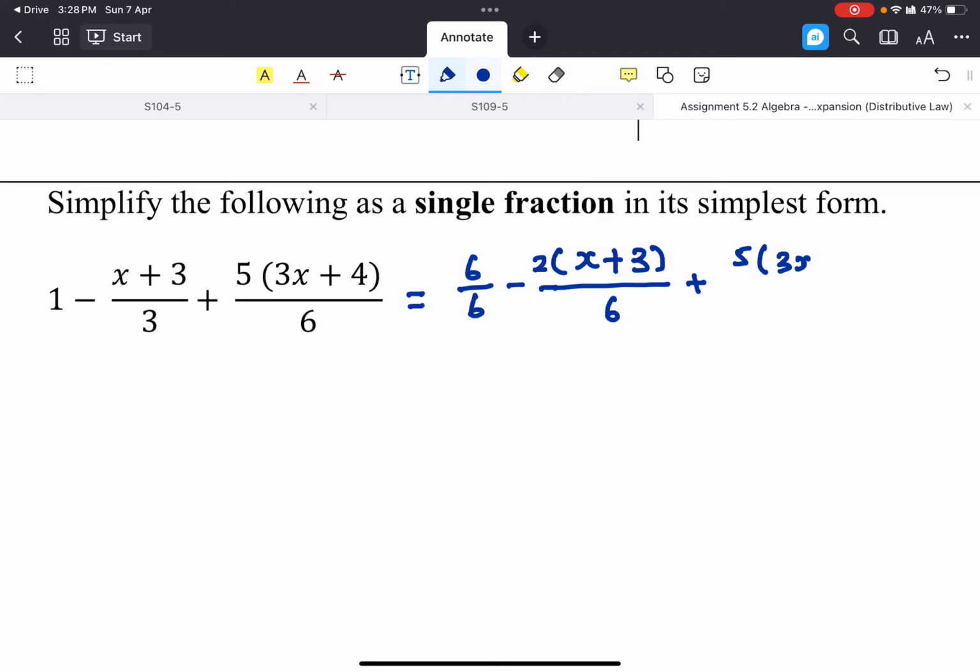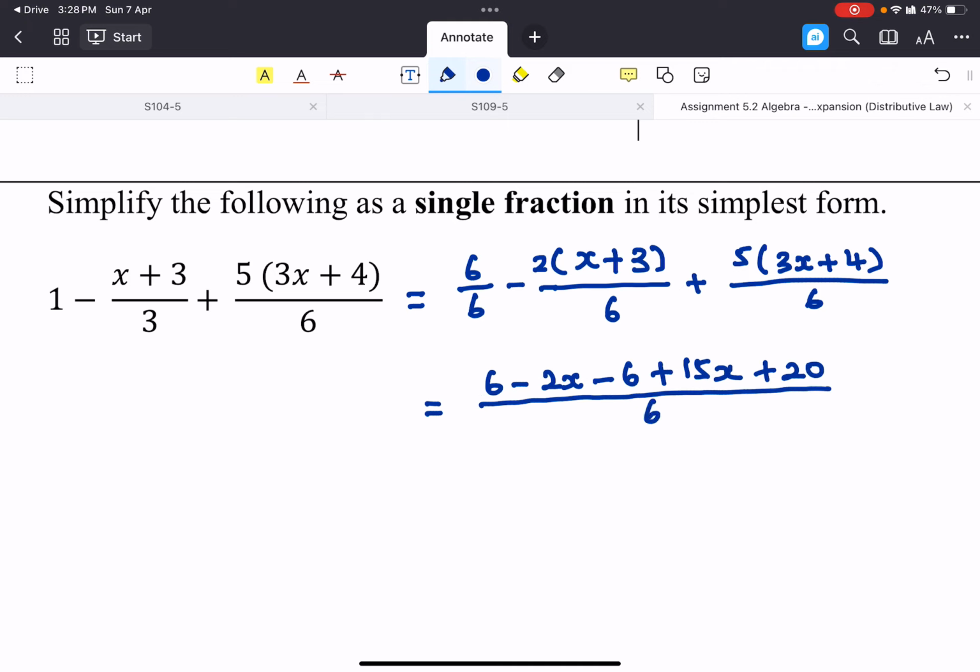So let's do it in one shot. Well, this third term here, we do not need to make any changes. It's fine. Okay. So from here, we can simplify. It will be 6 minus 2x minus 6 plus 15x plus 20. Let's not forget the denominator. It has to be there. And when we simplify that, we have 13x plus 20 over 6.